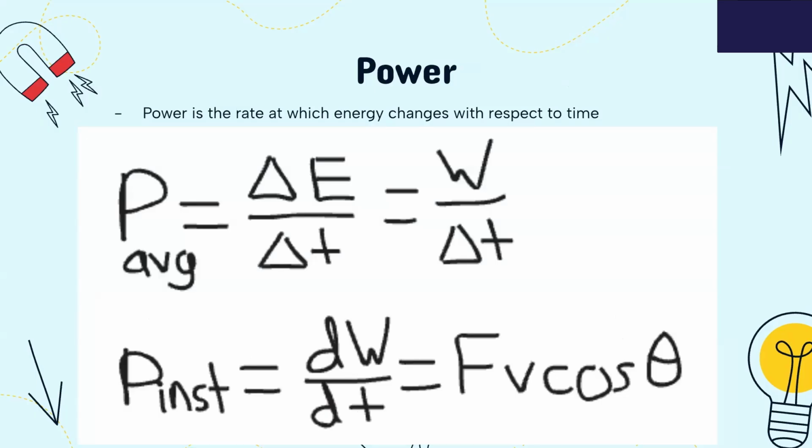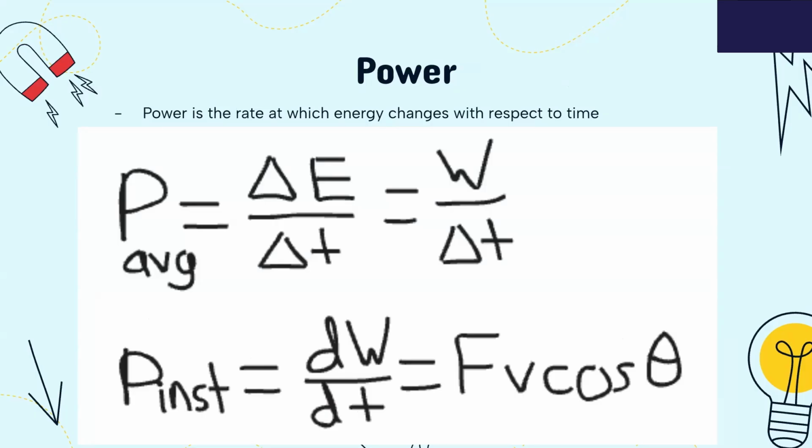Now we're going to power. Power is the rate at which energy changes with respect to time. So the average power is the change in energy over the change in time. It's also equal, since work is the change in energy, to the work done in a system over the change in time.